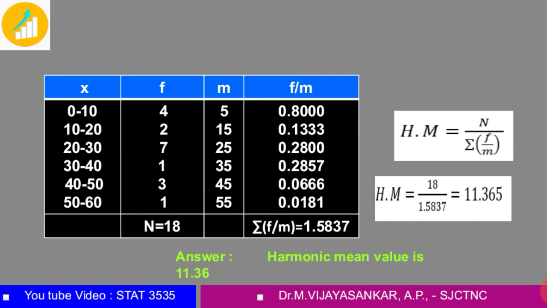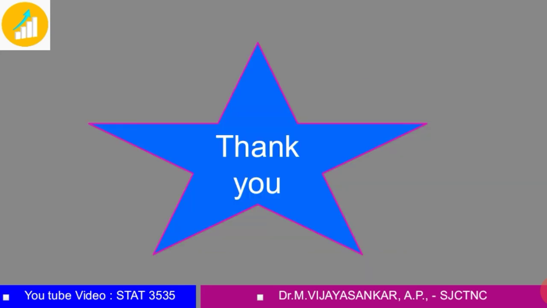Now summing this fourth column, we get our numerator answer 1.5837 and our denominator answer is 18. Dividing these two values, we get 11.365. Final answer is 11.36.